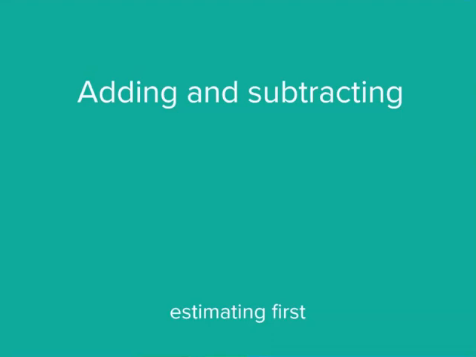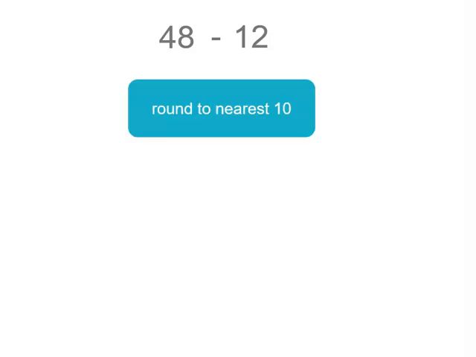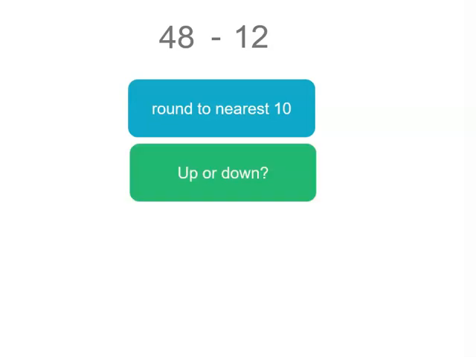Let's have a look at some cases where we might want to work out an estimate. We've got 48 minus 12. We just want a rough idea of what that might be, or we might want to check our answer. So we're going to round each number to the nearest 10. Well, does that mean we go up or down?